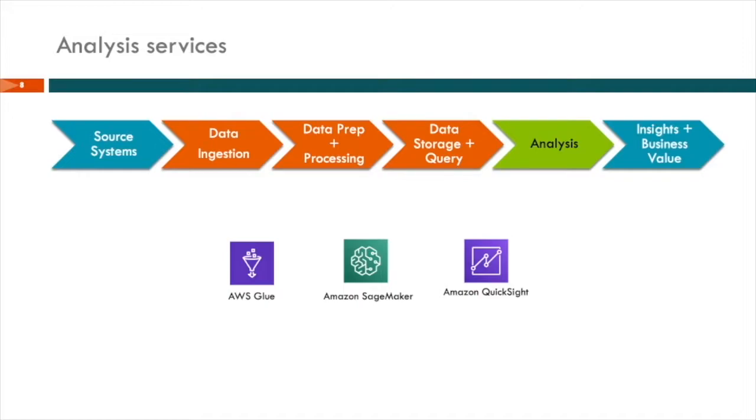SageMaker gives you access to a lot of the same tools, but a much richer set of machine learning capabilities with that. And then Amazon QuickSight, which is going to be the focus of the rest of this deck, really gets into data visualization and dashboarding. So where the first two are really geared more towards data scientists and their work, QuickSight is geared towards the masses. It's the tool that everyone will be looking at and using.